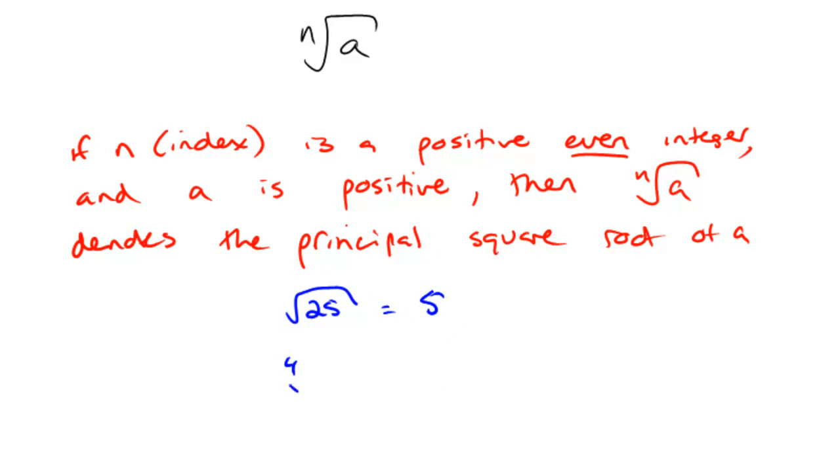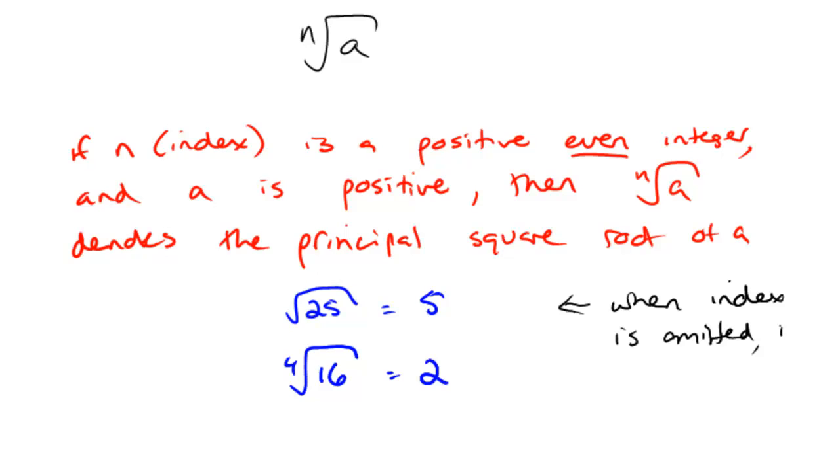The fourth root of 16 is equal to 2. So remember, there's 2 square roots of 25, there's 2 square roots of 16, but the radical symbol denotes the principal one, and that's the positive guy. Another thing to note here is that when the index is omitted, it's the square root. In other words, the default is that n is equal to 2.